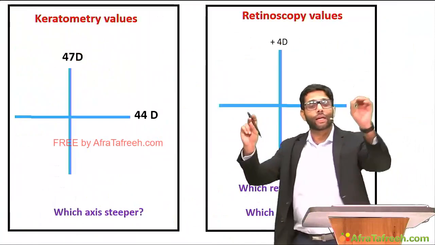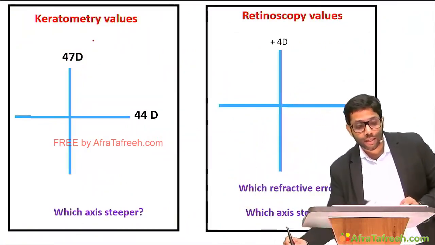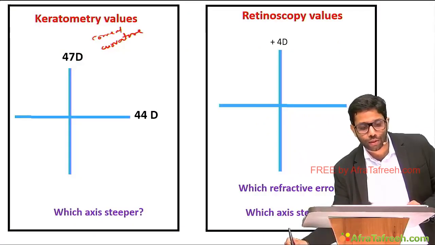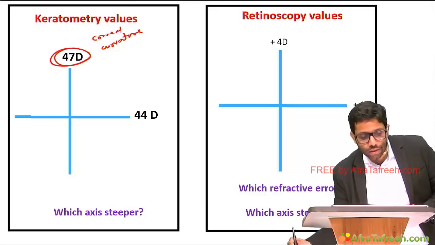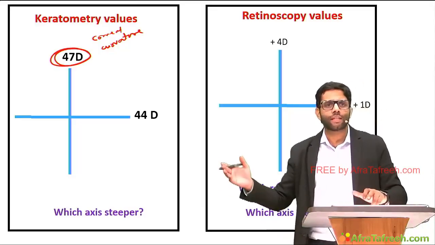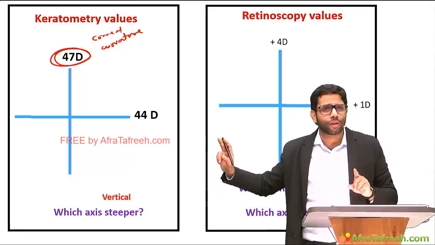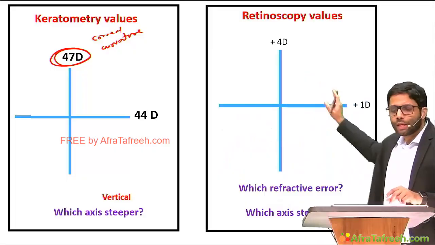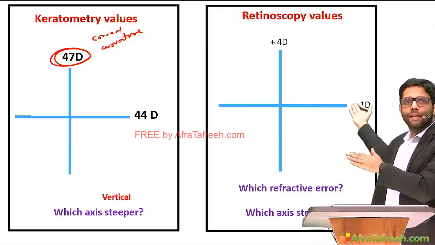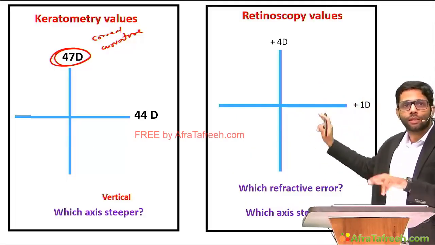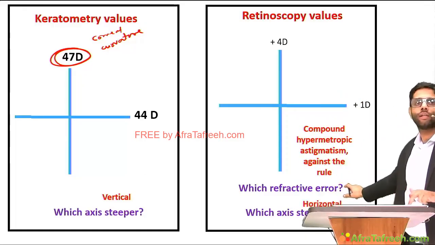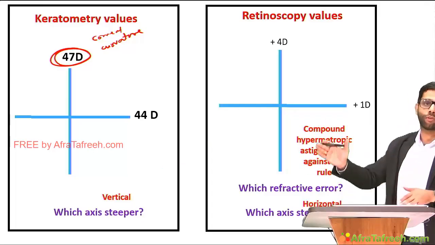Now, keratometry. This is keratometry. Keratometry gives you corneal curvature. Normal corneal curvature is 44 diopters. The more the corneal curvature, the steeper the axis. So 47 is steeper over here. This is not refractive error. This is refractive error: +4 and +1. Both are plus, both are behind the retina. +1 will be more in front. So this is compound hypermetropic against the rule, and here the horizontal is steeper because +1 is more in front.